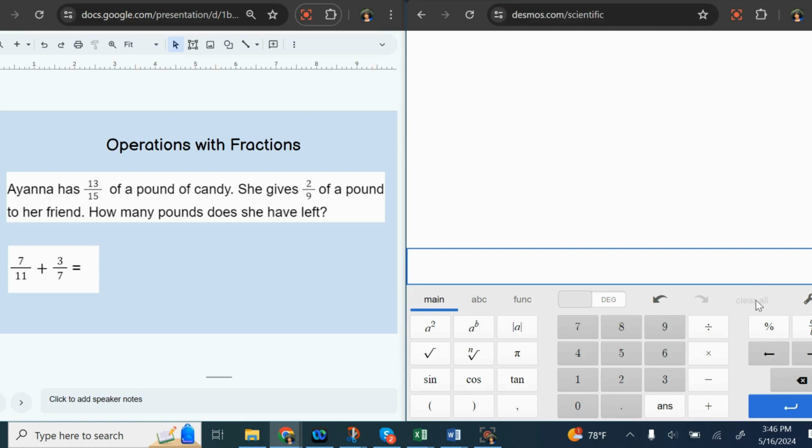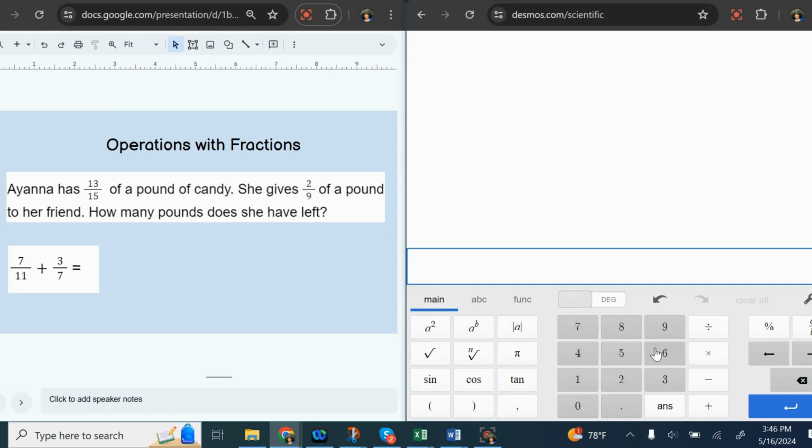Let's practice this. In this problem, it says Ayana has 13/15 of a pound of candy. She gives 2/9 of a pound to her friend. How many pounds does she have left? Okay, so in this word problem, we know we're starting off with 13/15 of a pound. So I'm gonna go ahead and type that in as a fraction.